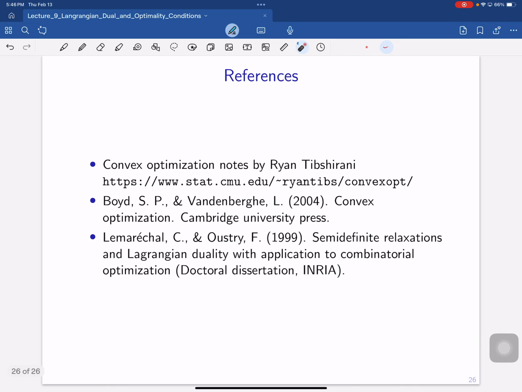For the references, you could refer to some of the convex optimization notes and this very classic convex optimization textbook. The third bullet point is one of my favorite parts in the Lagrangian dual because it gives you some exercise on concepts in linear algebra and also an exercise in semi-definite programming. But that part is usually not covered in the convex optimization book. If you are curious about Lagrangian duality, you can check this last reference here. Okay.